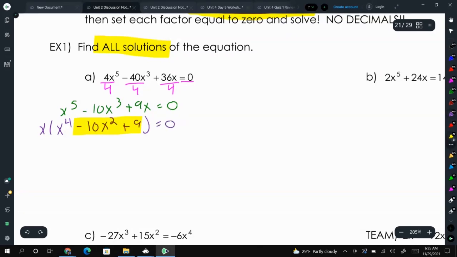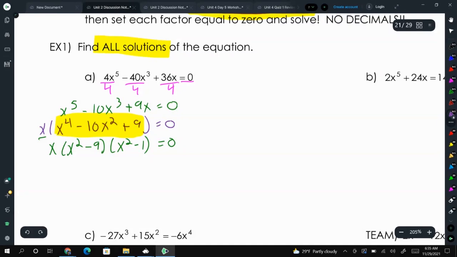And I'm going to factor this, and I notice that this is one of those quadratic forms where I have an x to the 4th, an x squared, and no x at all. So I can treat this like factoring a normal quadratic. So what two numbers add up to negative 10 but multiply to positive 9? Well, that's going to be x squared minus 9 and x squared minus 1. And don't forget about that x out in front equals 0.